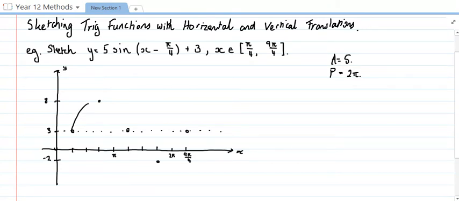So nice smooth curve up to that point, down here, and back up to there. And I should label those endpoints. So this was 9 pi on 4, 3, and this one here is pi on 4, 3, and we are done.